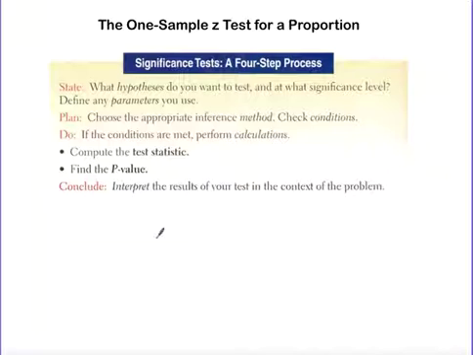The second step is to plan, so choose the appropriate inference method and check conditions. The third step is to do, so if the conditions are met, perform the calculations, which would be to compute the test statistic and to find the p-value. And the fourth step is to conclude, so interpret the results of your test in the context of the problem.